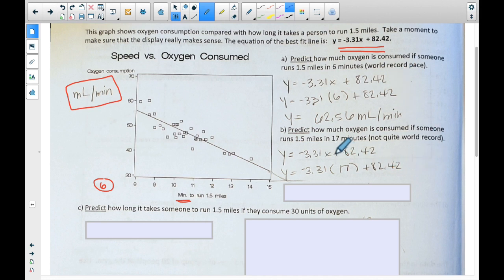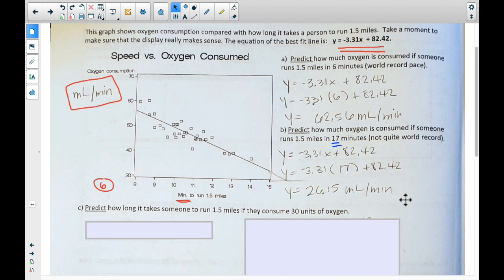Okay, well, what if you're not a world record pace for a mile and a half? What if it takes you a little bit longer, like about my pace, about 17 minutes probably for a mile and a half? I'm not even sure if I can run that fast. So to do that, once again, we're going to take that 17 and plug it in for x and work it out. So take a second to put that in your calculator.